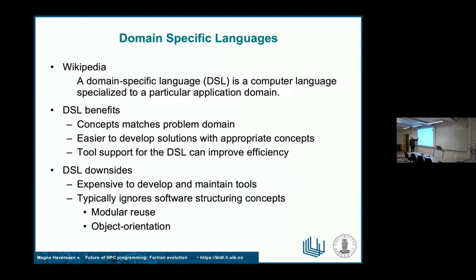The benefits are that you have concepts matching the problem domain, it's easy to develop solutions with appropriate concepts, and tool support which knows the DSL can take advantage of properties of the DSL to make more efficient code. The downside, of course, is that if you're building tools to reap the benefits of the domain-specific language, you have to develop those tools, you have to maintain them. And then suddenly, unless it's a heavily used domain like machine learning, it's going to be expensive having your own suite of tools to solve your particular problem.